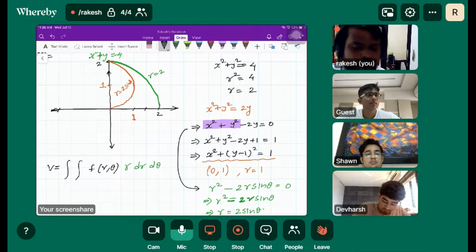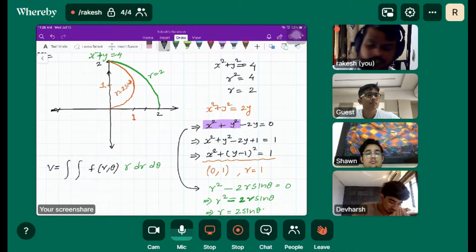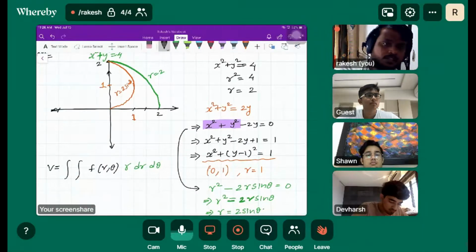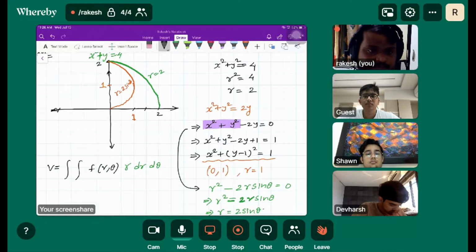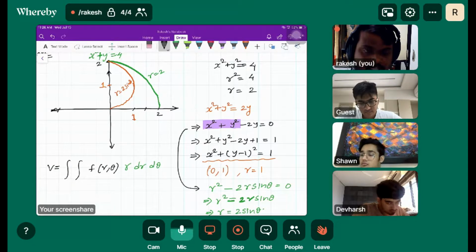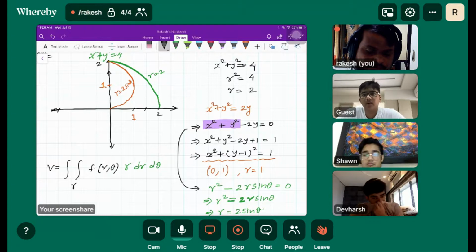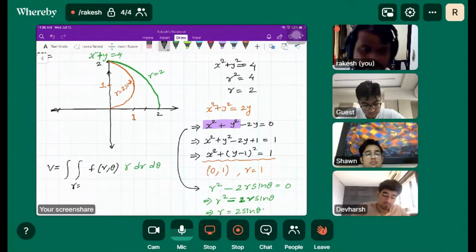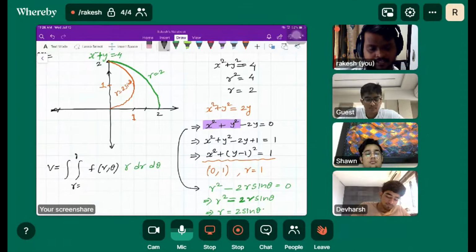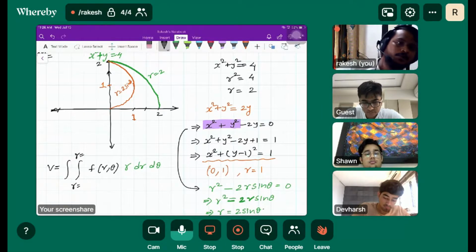So what is the limit of the inner integral? That should be for theta, or that should be for r? What should I write here? r is equal to. Okay. Now how would we decide what is the lower limit and the upper limit of r?